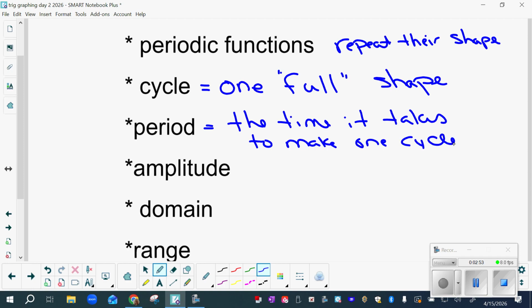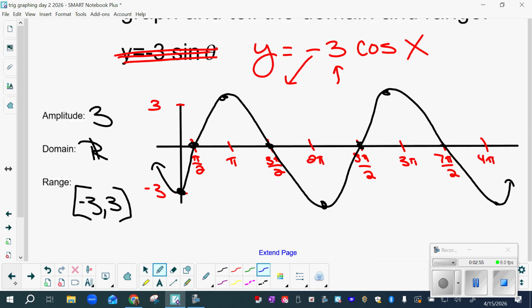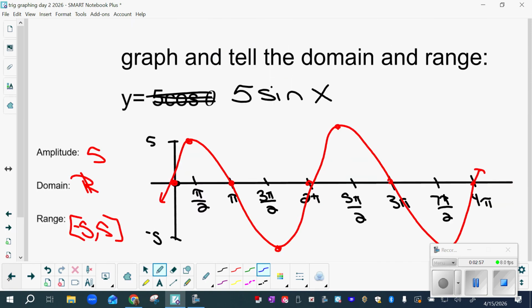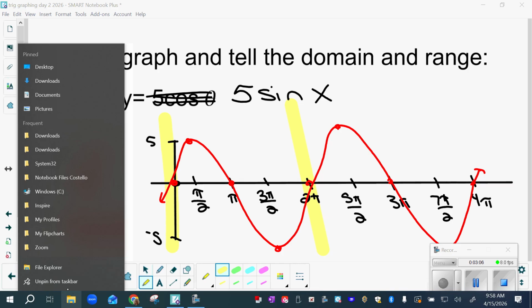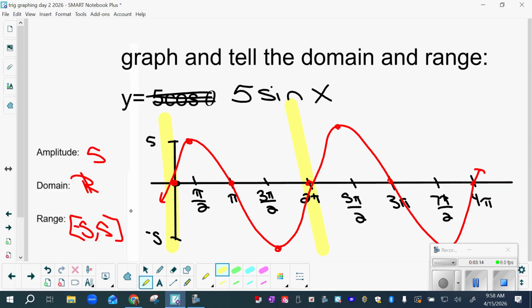So when we look back at this, here's what's interesting. I'm going to go to the sine one. I love him. Here is one cycle right here, from here to here. It took 2 pi for us to get there. And that makes sense. We went around a circle 2 pi times. And then if we wanted to do another one, it took us to 4 pi.